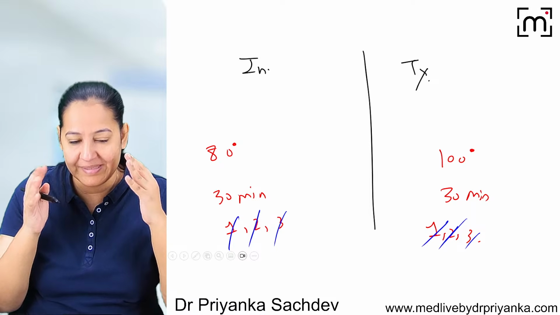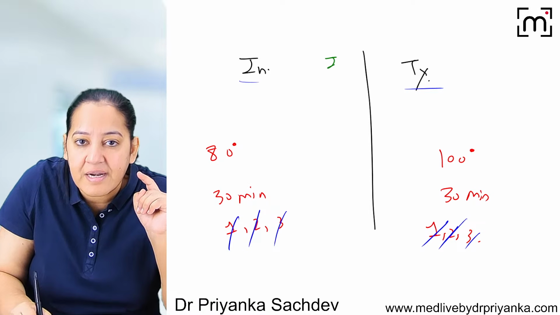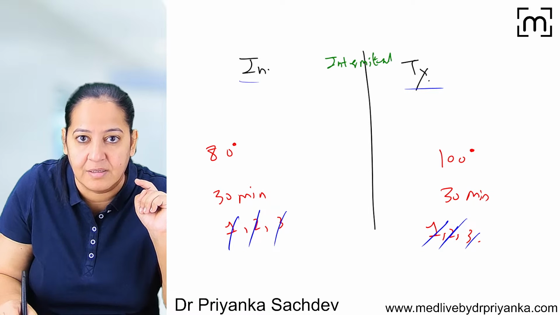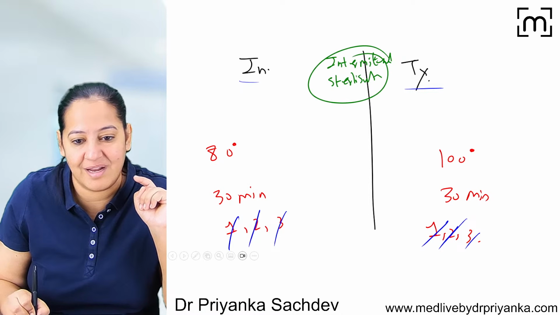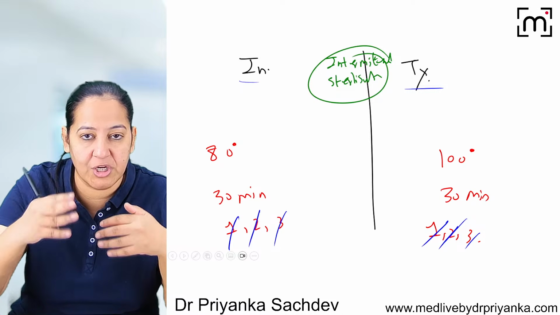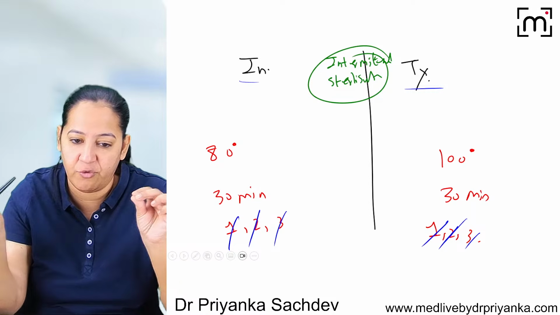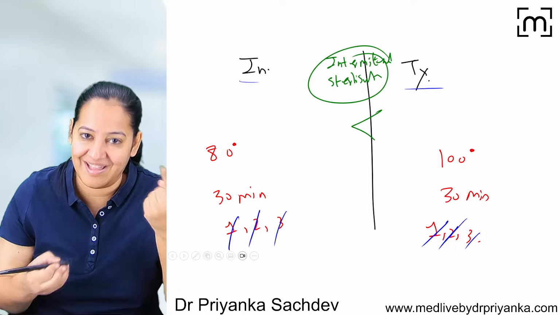Now use your common sense and tell me which one is better. Both of them are known as intermittent sterilization, because we use three consecutive sessions of sterilization with a 24-hour interval between them. Remember this word: intermittent sterilization. So which is better? Obviously, Tyndallization is better than Inspissation.